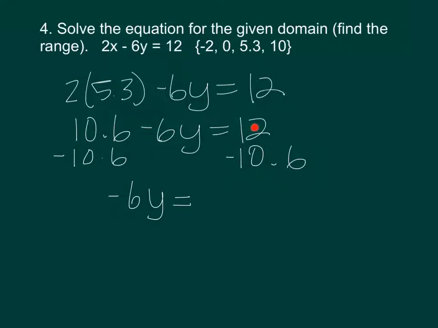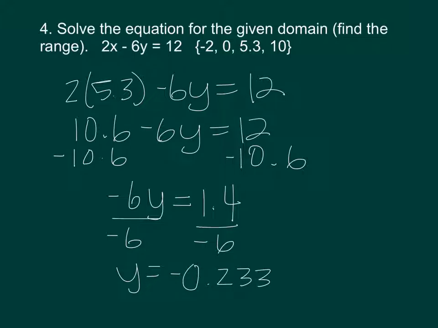Right here we have a positive number and a negative number, so subtract and keep the sign of the bigger number. In this case, we'll get positive 1.4. And then divide both sides by -6. Never leave a decimal in a fraction. So we can't leave it like this because we can't leave a decimal in that fraction. So in this case, you should divide it out. And you'll get -0.233. And then you have one more x value to plug in.